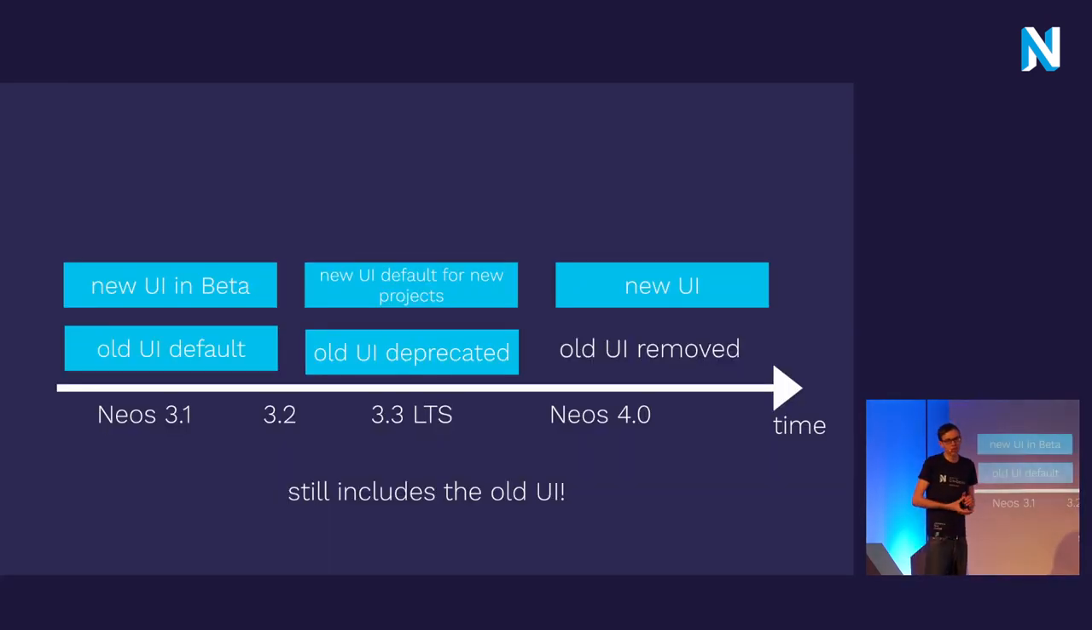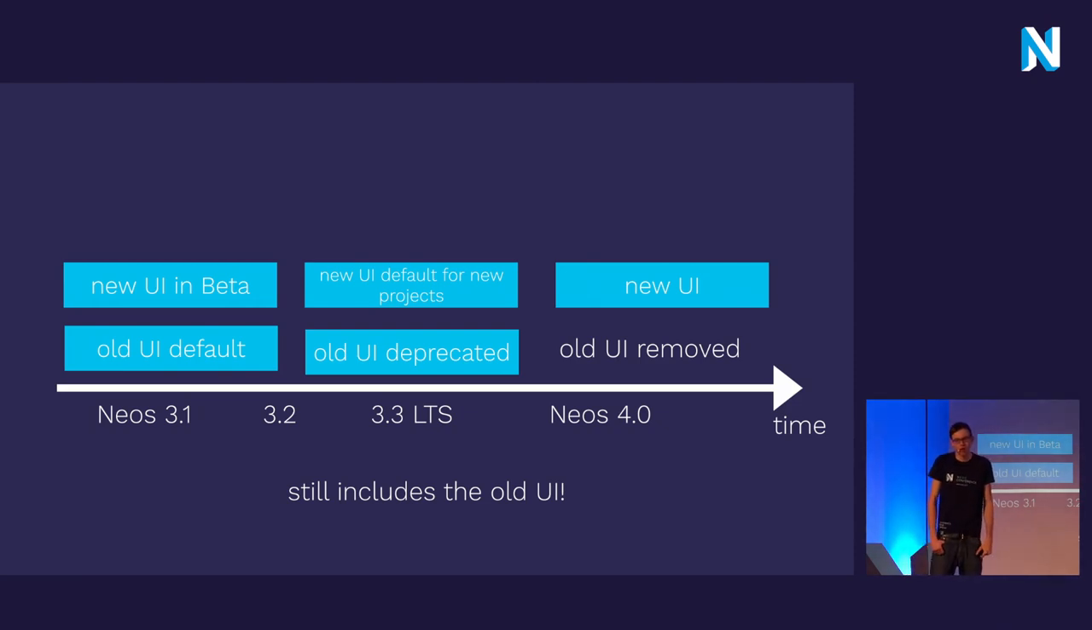So what does that mean? The UI is just a package. I'll just explain that. So the new UI is in beta for now, and the old UI stays the default. That's the case for NEOS 3.1, which we'll release soon. That means in the next weeks, 1 or 2 weeks, I'm not sure. But it's right around the corner.